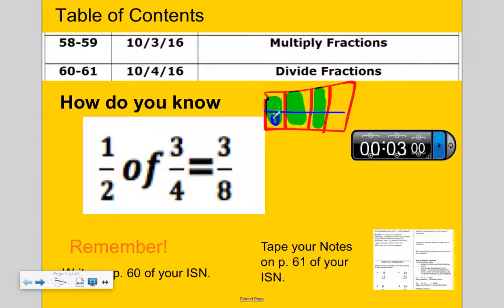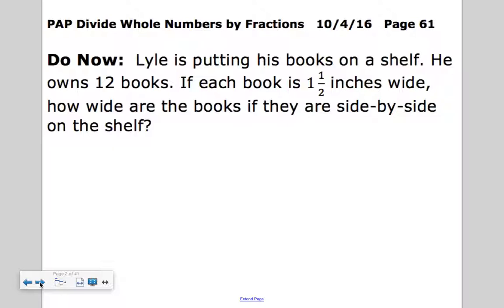So it's this, and this. So that's 3/8. Some of you may see this pictorial model and say, can I just do it mathematically and just multiply the numerators to get 3 and the denominators to get 8? Yeah, you can. So let's look at our do now.